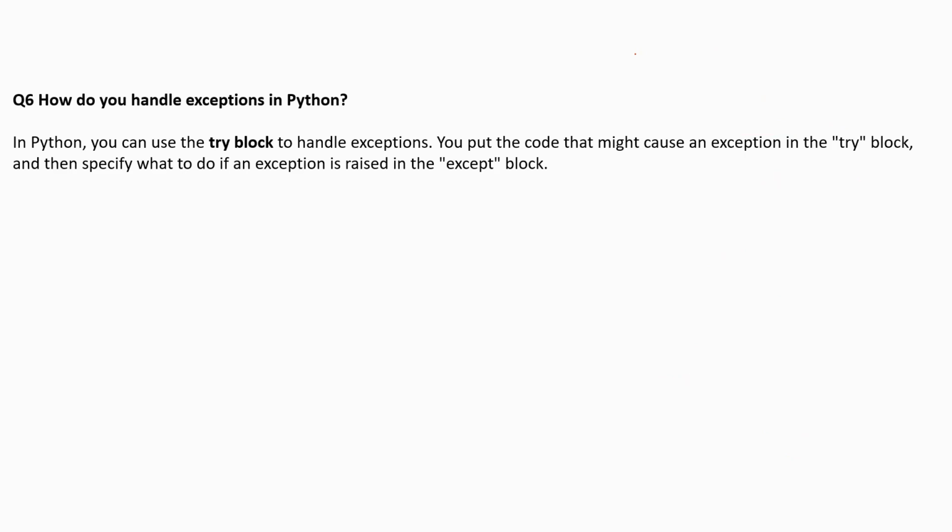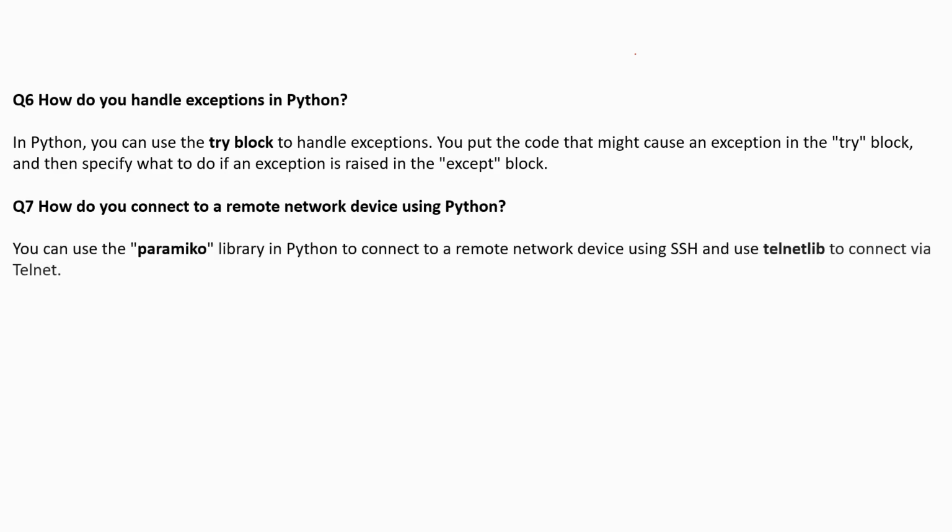So now let's move to the next question. The question says, how do you connect to a remote network device using Python? As we have already discussed, we can use paramiko and telnetlib as two libraries. With telnetlib, you can telnet the device, and with paramiko, you can SSH the device. As it says, you can use the paramiko library in Python to connect to a remote network using SSH and use telnetlib to connect via telnet.